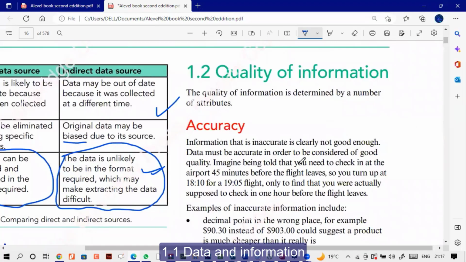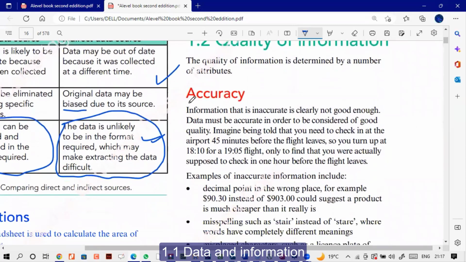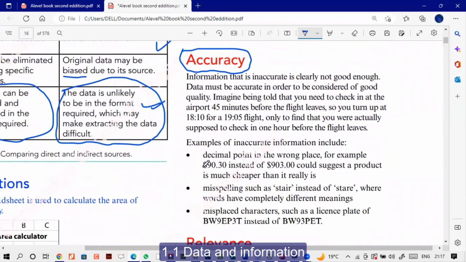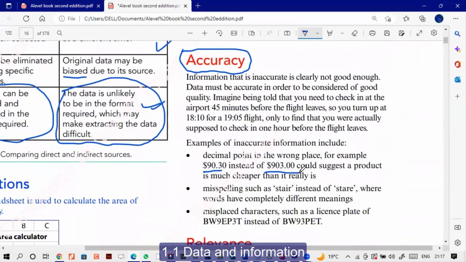See, we are just talking about data and information. देखो accuracy क्या है? Accuracy basically means how accurate the information is. Okay, for example, decimal points proper जगह पे लगे हैं कि नहीं, ये भी accuracy है. Okay, spelling, कि spelling गलत ना हो. Okay, accuracy. There is no misposition of any character.